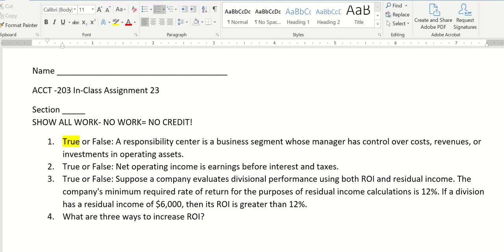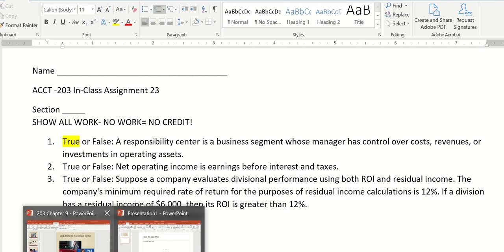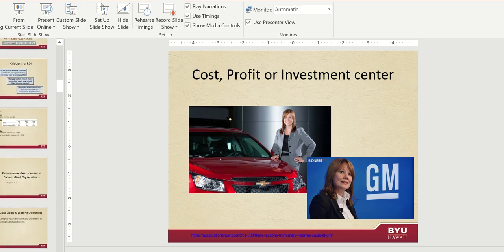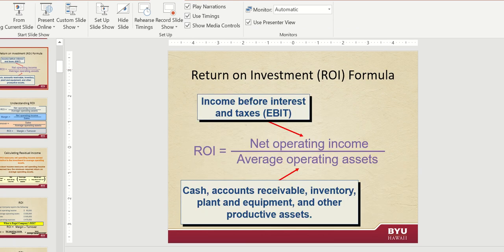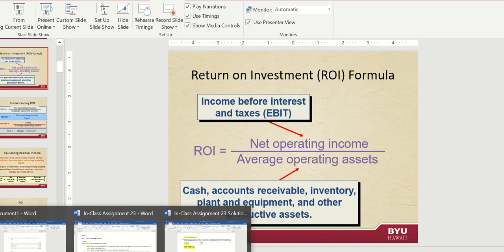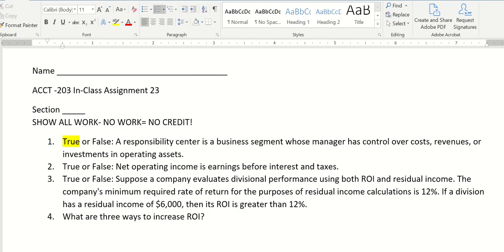Net operating income is earnings before interest and taxes. This is EBIT, also known as EBIT in finance. If we go back to net operating income that we learned last time, net operating income is income before interest and taxes, also known as EBIT, more for finance. So this is true. Net operating income is earnings before interest and taxes.